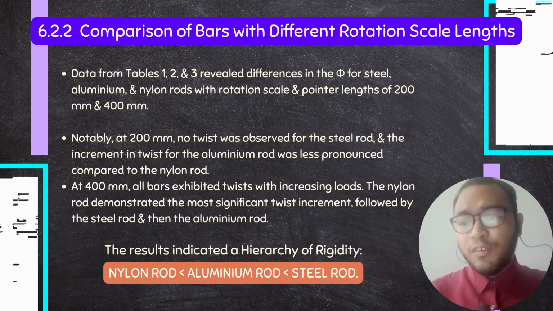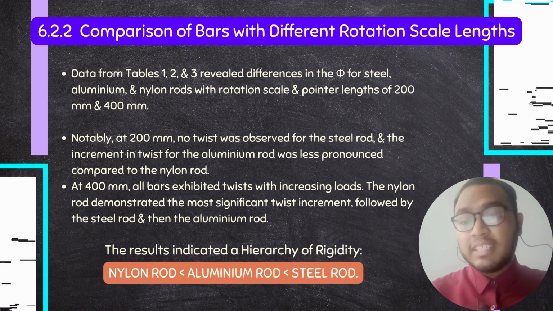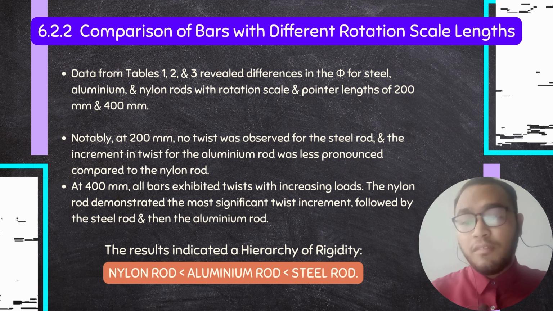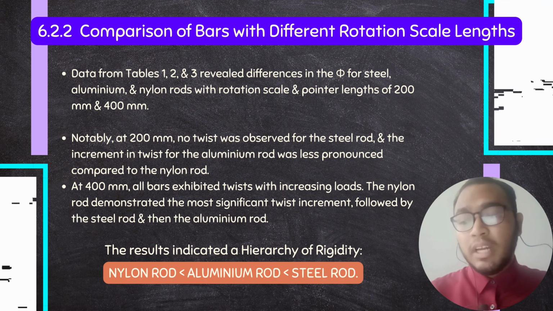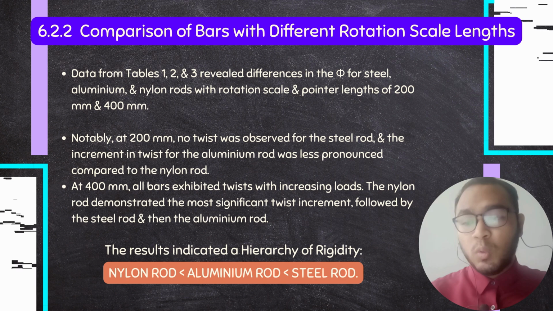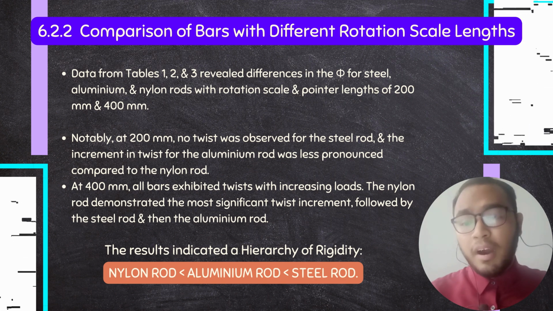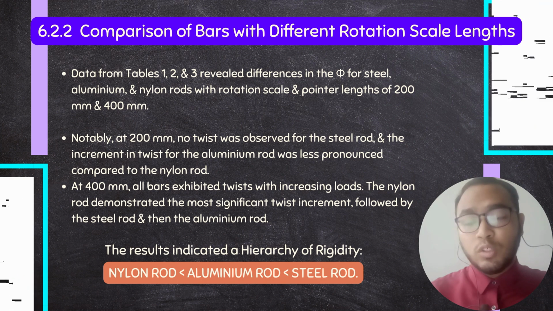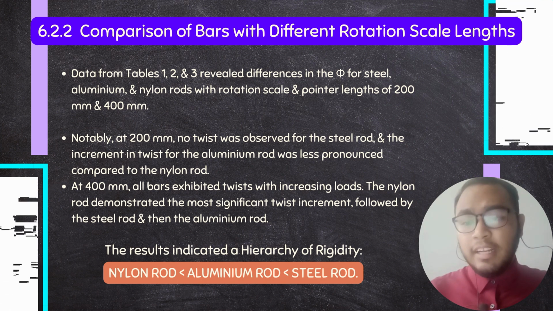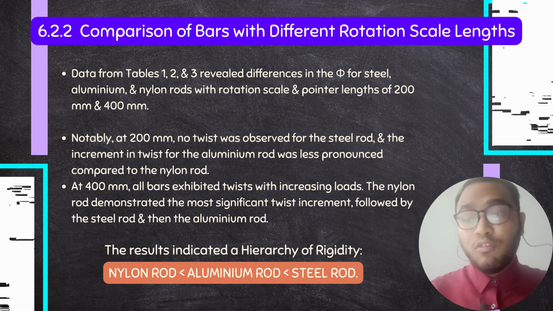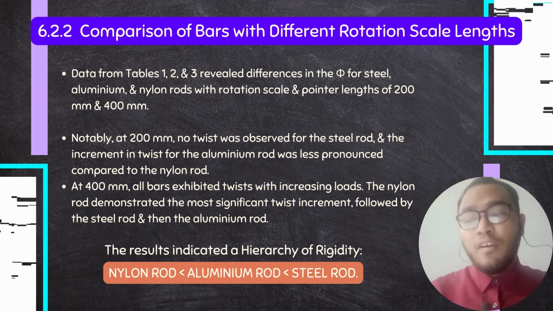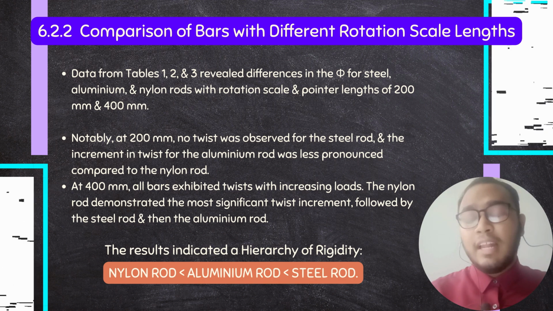When the length of the rotation scale and pointer from the fixed clamp is 400 millimeters, all types of bars used in the experiment show an angle of twist when subjected to a certain amount of load. For each of the steel bar, aluminum bar, and nylon bar, as the amount of load increases, the angle of twist will also increase. The increment in the angle of twist with the same increment in load supplied is most obvious for the nylon bar, followed by the steel bar, and finally the aluminum bar.